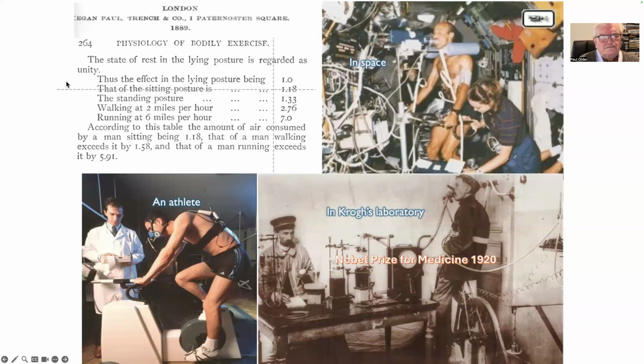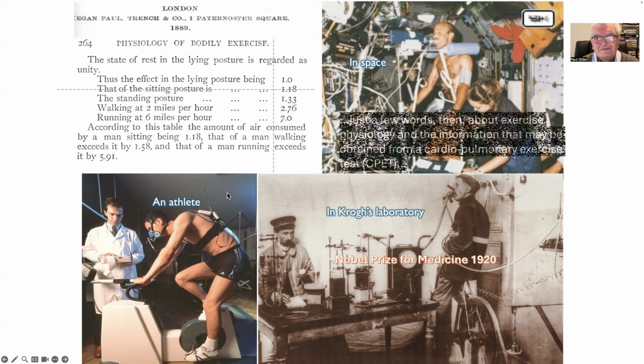There's nothing new about the measurement of air consumption or oxygen consumption during exercise. In fact, in 1889 even, there were discussions of the increase in air consumption by people running or walking as opposed to sitting or lying. August Krogh in 1920 received the Nobel Prize for Medicine for his work on measurement of oxygen consumption. Of course, it's used in space, and athletes are very used to it indeed.